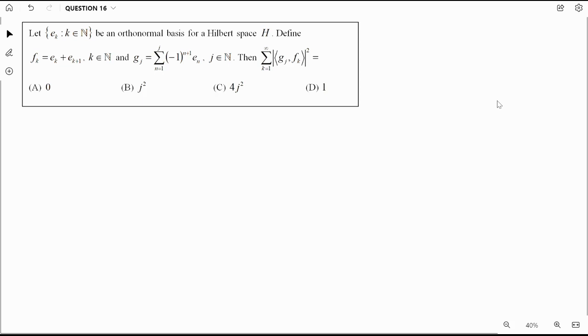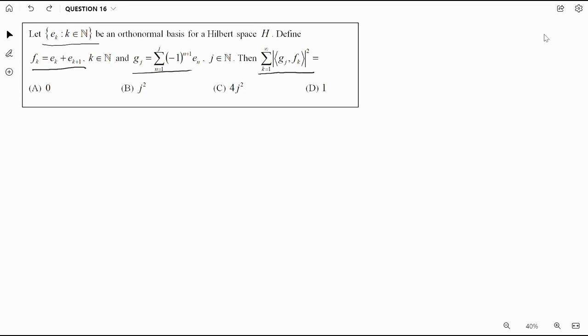Today we are going to solve the 16th question from GATE 2022. We are given an orthonormal basis for a Hilbert space H, and they have defined Fk to be E_{k+1}, where k belongs to the natural numbers, and Gj is the sum of (-1)^(n+1) en, where n runs from 1 to j, and j belongs to the set of natural numbers. Then we have to find the value of this expression: the summation of the modulus squared of the inner product of gj comma fk, where the sum runs from k equal to 1 to infinity.